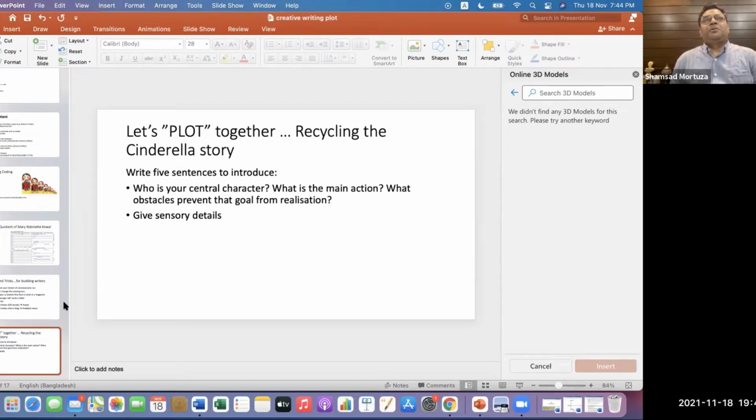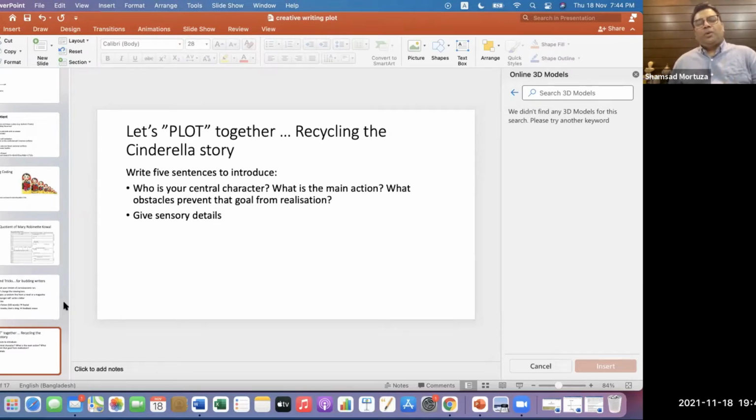Okay, so that horse has no control over his transformation, or over its transformation. So it's under the spell of the fairy, right? And then what obstacles prevent that goal, that realization? You want this character to go somewhere, and basically those are the conflicts, right?